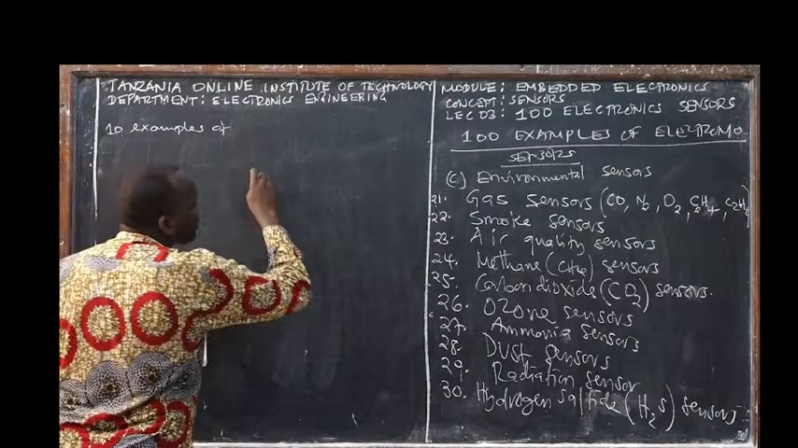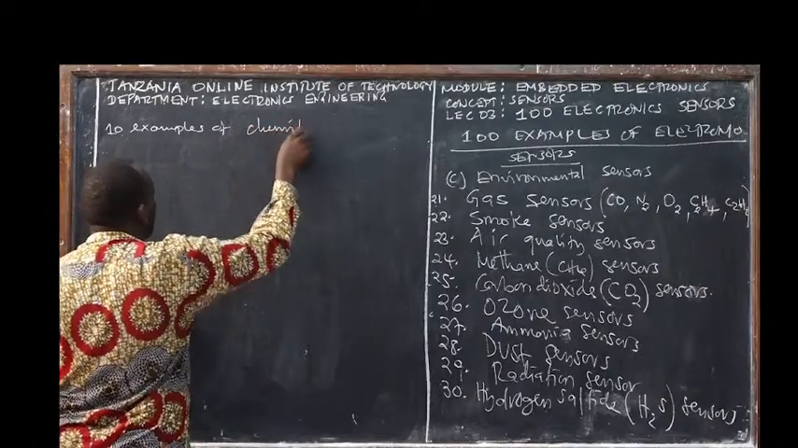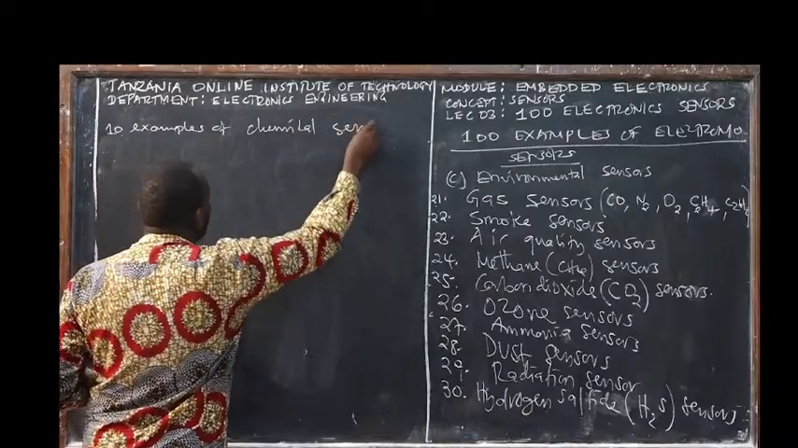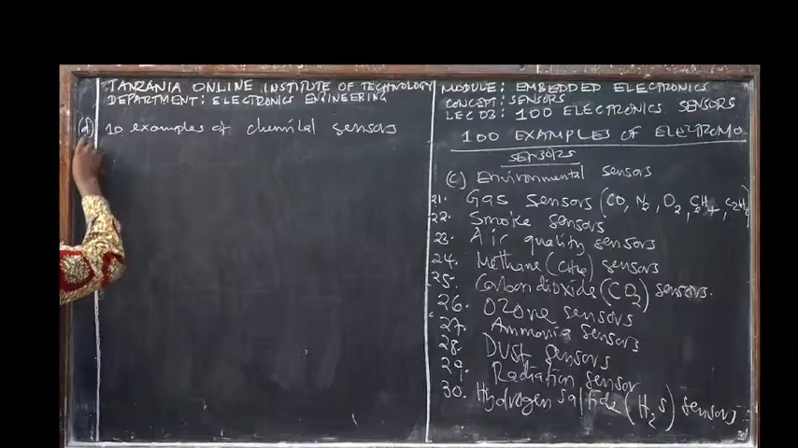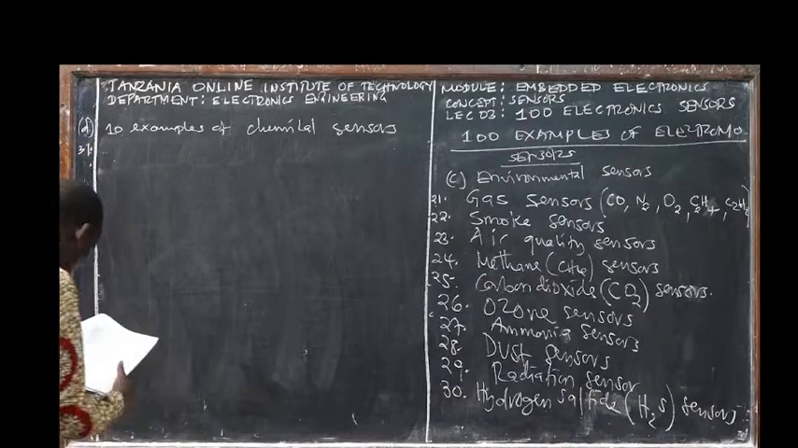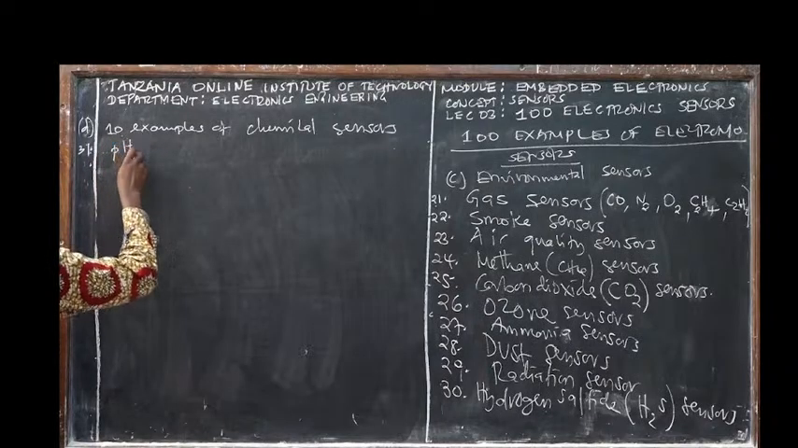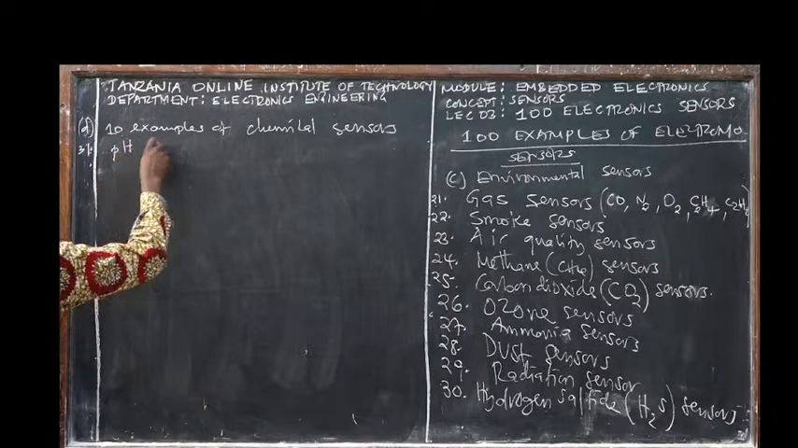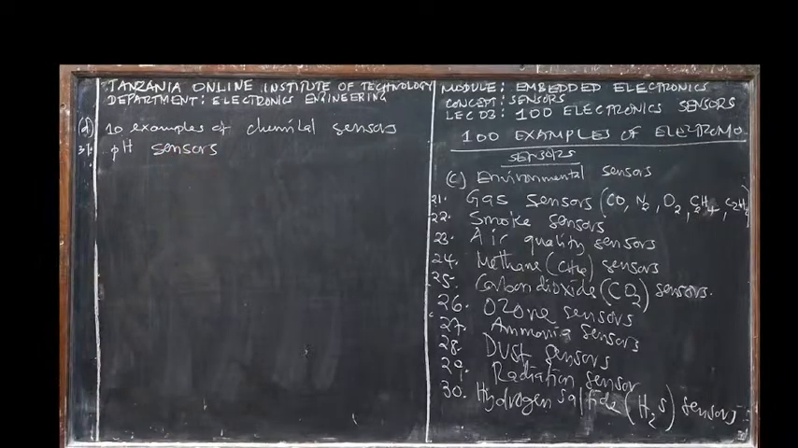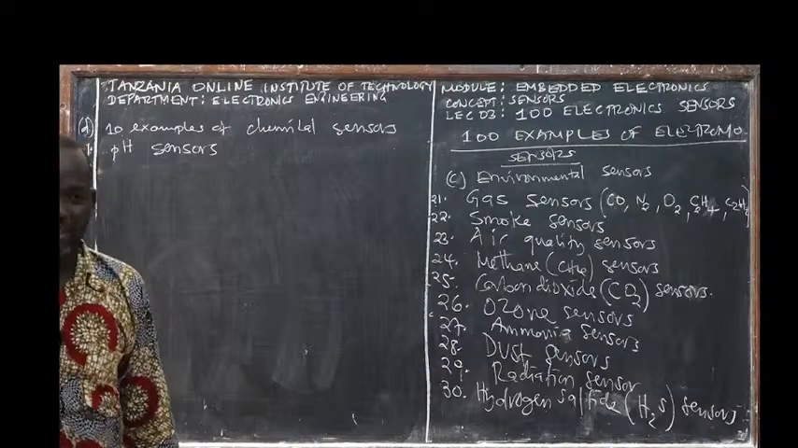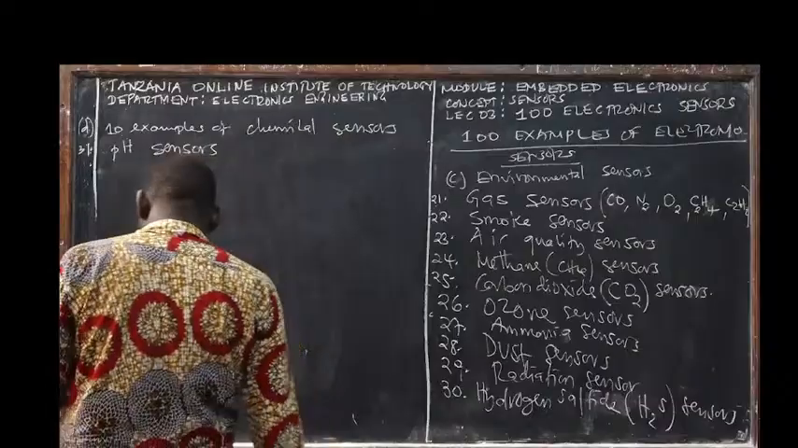Examples of chemical sensors. These are the next categories, and this is number 31, example 31 in chemical sensors. The first chemical sensor we learned in chemistry form 2 is called the pH sensor. Say pH sensors. Do you remember pH? Ask your neighbor, what is pH?